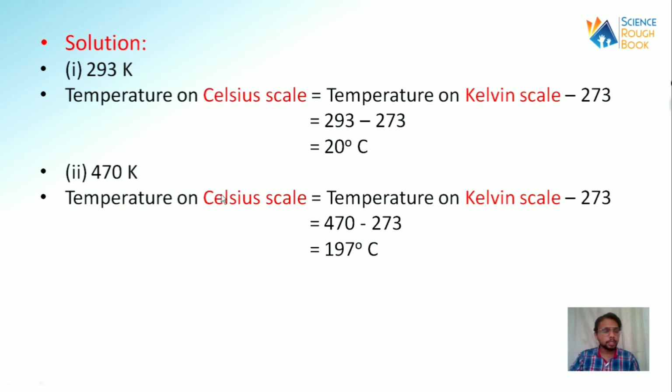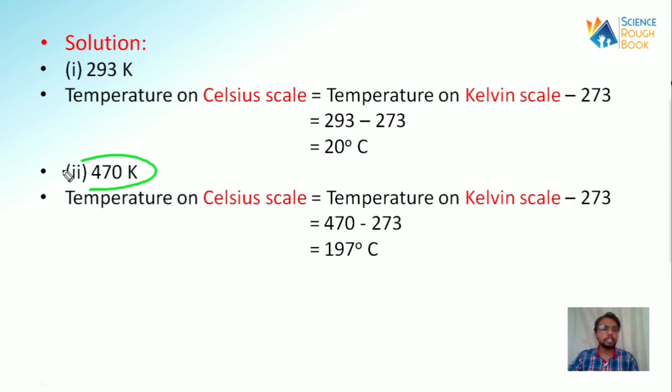Solution is given, that is 293 Kelvin. Now 293 Kelvin is already given and the formula is temperature in Celsius scale is equal to temperature in Kelvin scale minus 273. So it is 293 minus 273, and the answer comes out to be 20 degrees Celsius.